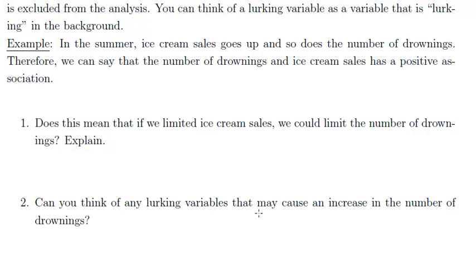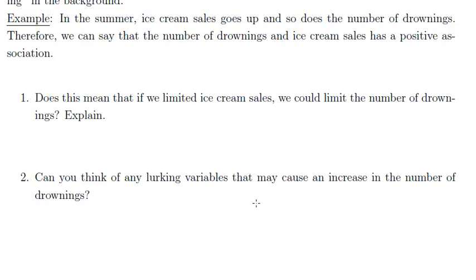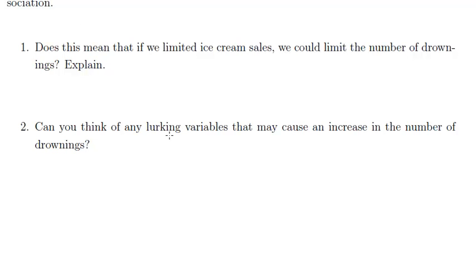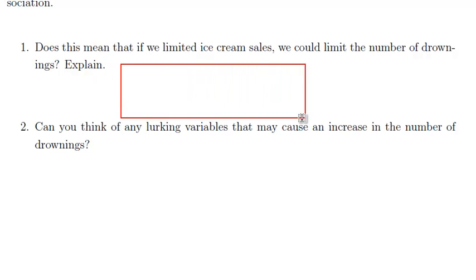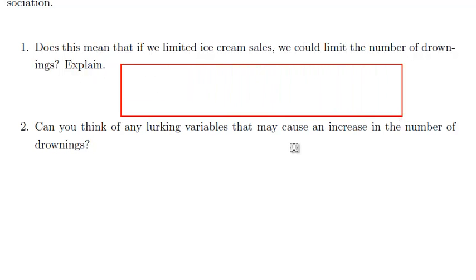In the summer, ice cream sales goes up, and so does the number of drownings. And so there's a positive association between ice cream sales and number of drownings. So on a scatter plot, you would see a positive association. So the question is, does this mean that if we limited ice cream sales, we would limit the number of drownings? And the answer is no, because intuitively we know that ice cream sales don't cause drowning.